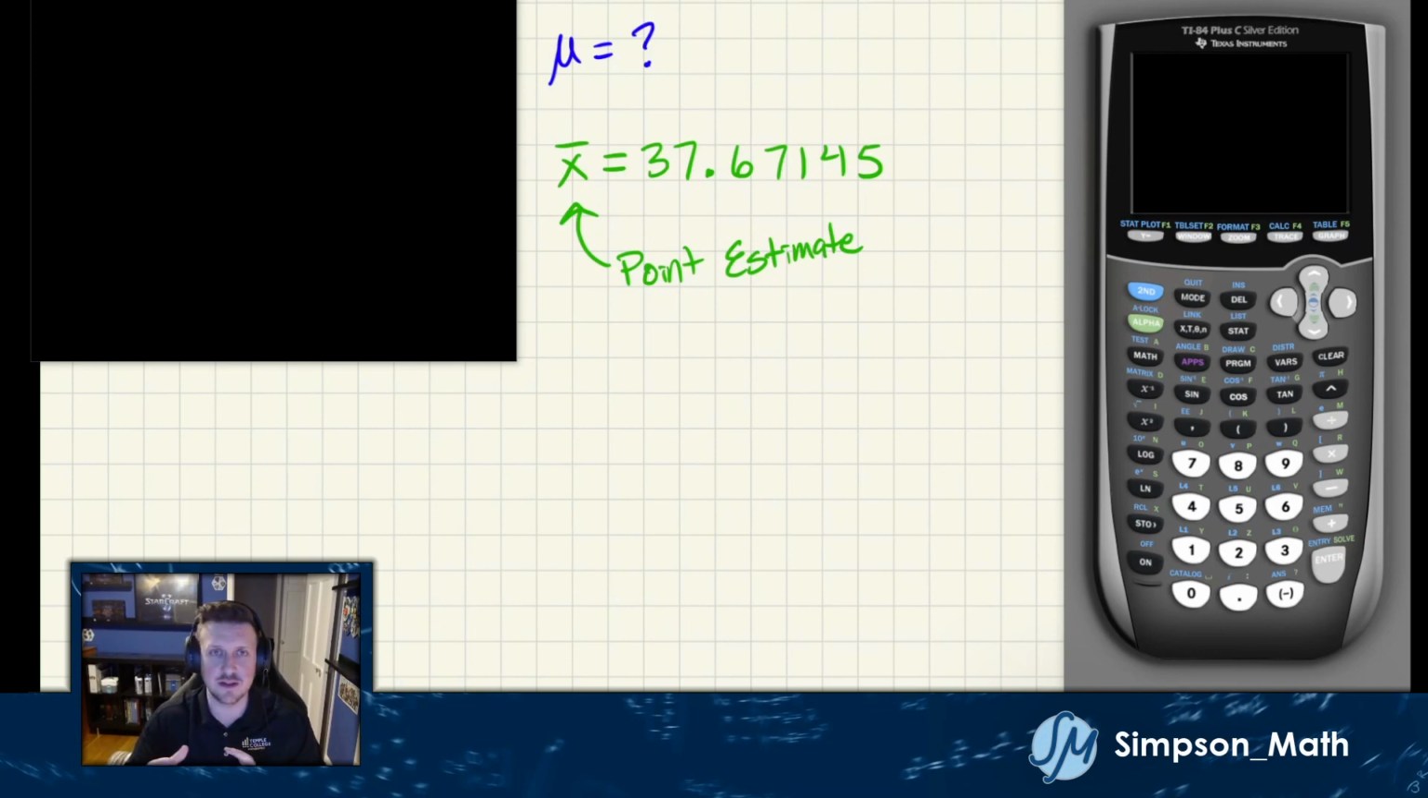If you're at this point in the class, we're finally at this point of the inference. So on the screen here, I want to know what mu is. I want to know the population mean. I don't know what it is. So what do I do? I take a sample. So I go get a random sample of some size, and from that size I get a sample mean. And so on the screen I have written down that I got a sample mean of 37.67145.